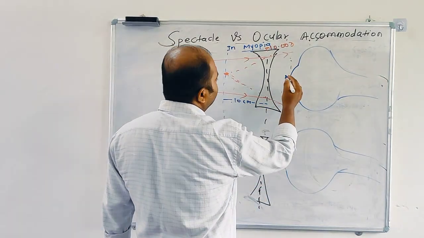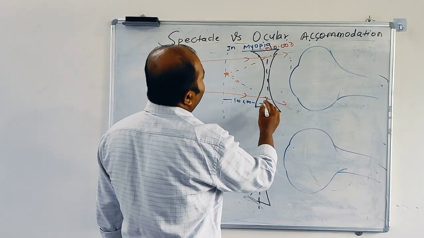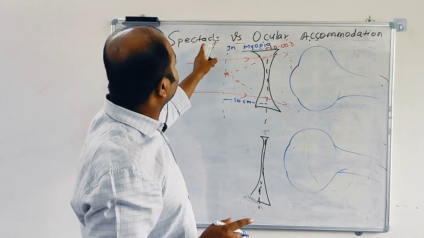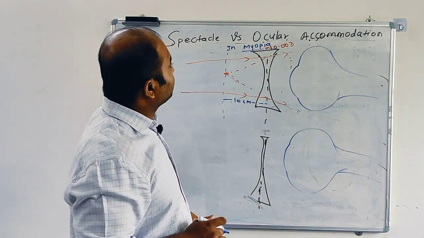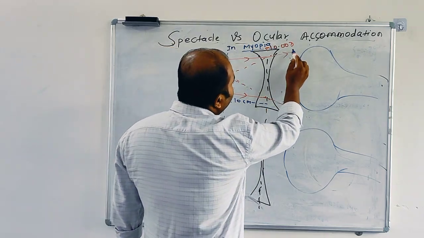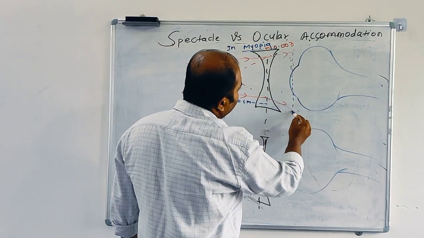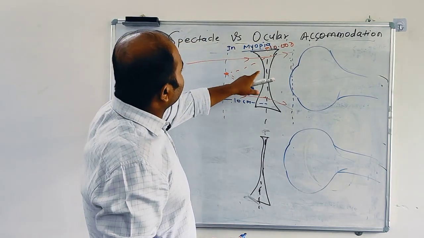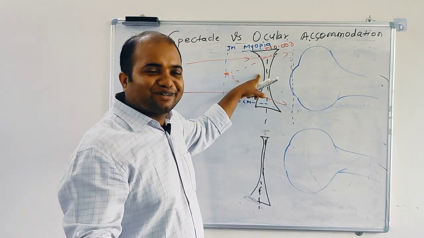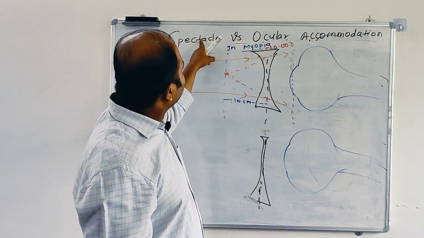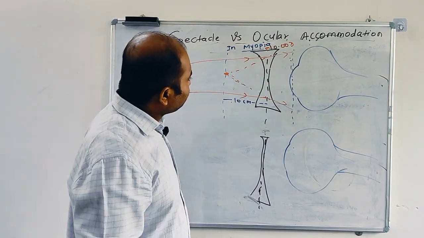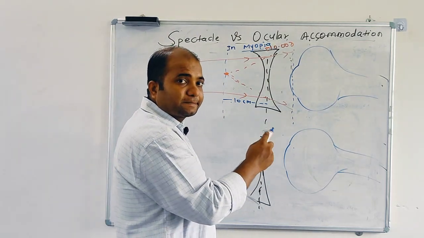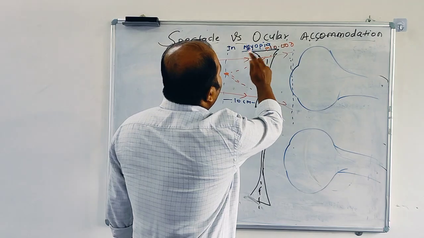And of course we are going to see only ocular accommodation versus spectacle accommodation, and yes, we have to calculate here. So first we'll discuss spectacle accommodation in myopia. I guess I have not explained it in the earlier lectures. So first, spectacle accommodation in myopia.